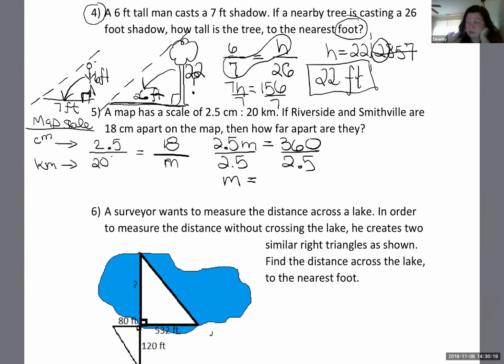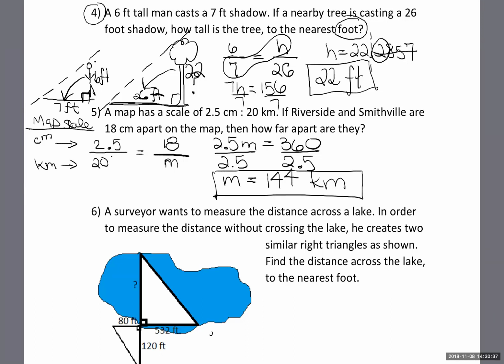Yes. Okay, so 360 divided by 2.5 is 144. So how far apart are these towns in reality? 144 kilometers. I make sure that my unit lines up. Whatever I was looking for should line up here with that relationship. I did kilometers to kilometers.